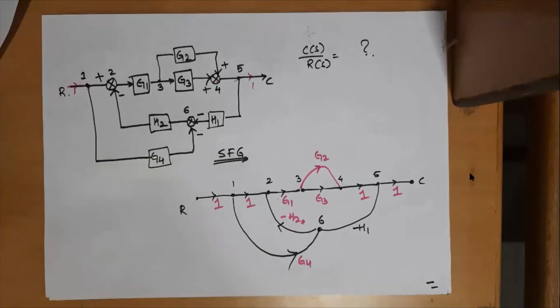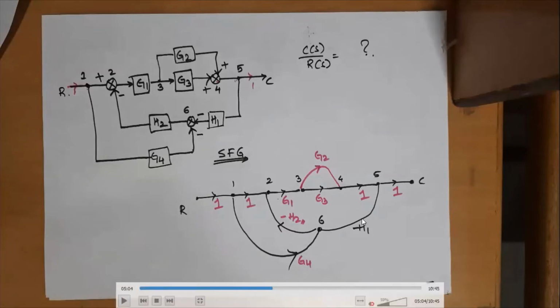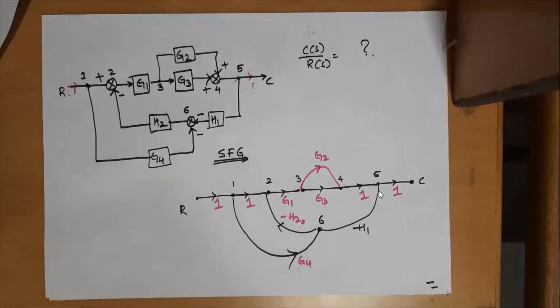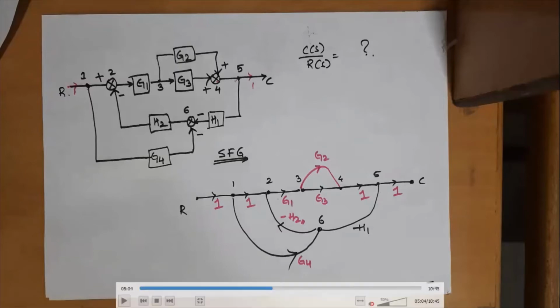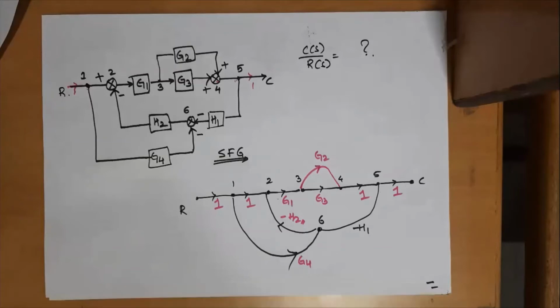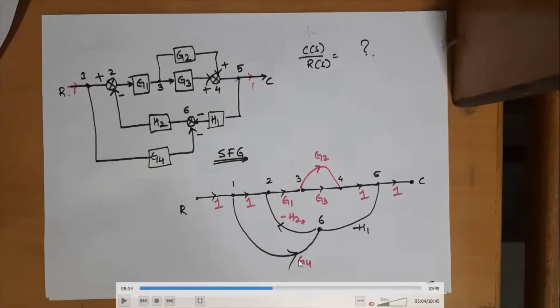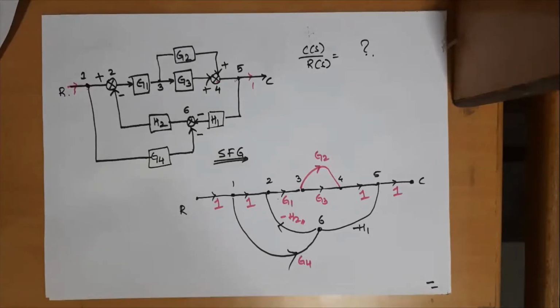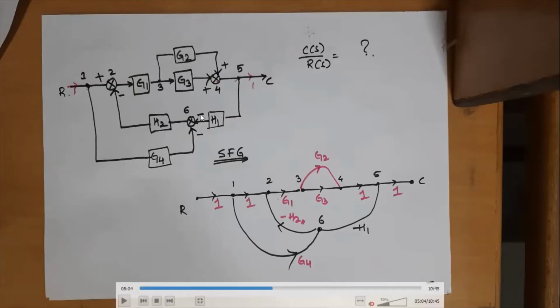One thing is, an arrow mark should be drawn here, which indicates flow of signal from 5 to 6 with a gain of minus H1, and there should be minus G4 because this sign is negative, therefore this should be minus G4. What I would like to highlight here is that you should copy the sign as it is, and the direction of flow of signal as it is.